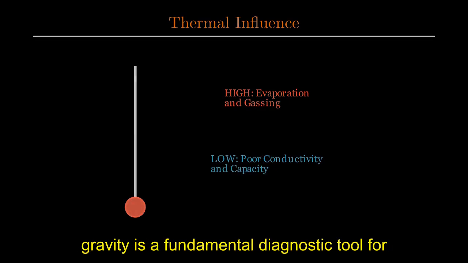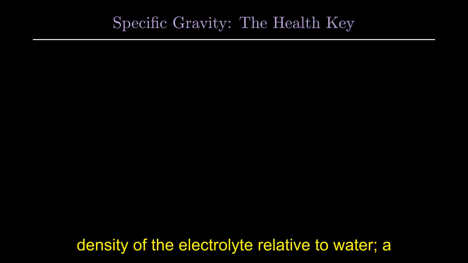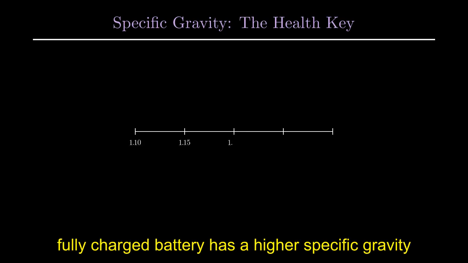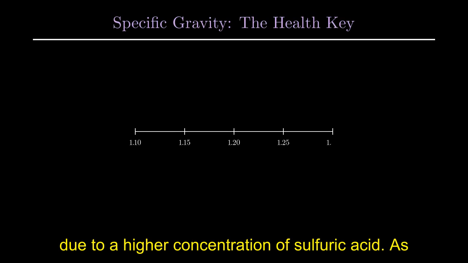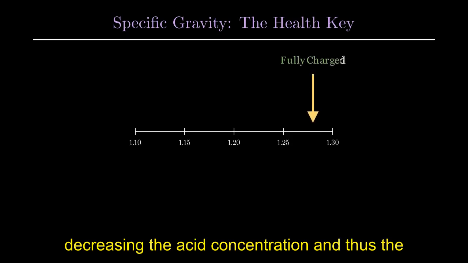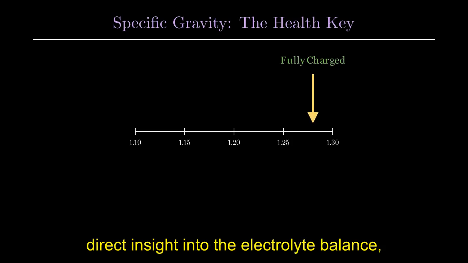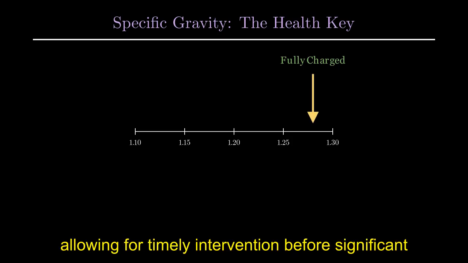Monitoring the electrolyte's specific gravity is a fundamental diagnostic tool for assessing the state of charge and overall health of a lead-acid battery. Specific gravity measures the density of the electrolyte relative to water. A fully charged battery has a higher specific gravity due to a higher concentration of sulfuric acid. As the battery discharges, sulfate ions are consumed, decreasing the acid concentration and thus the specific gravity. Regular measurement provides direct insight into the electrolyte balance, allowing for timely intervention before significant degradation occurs.